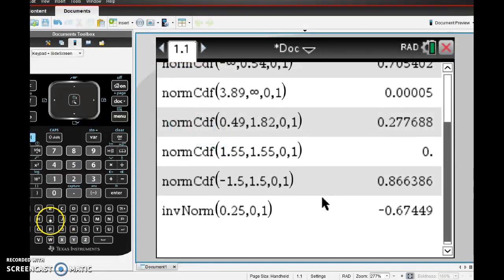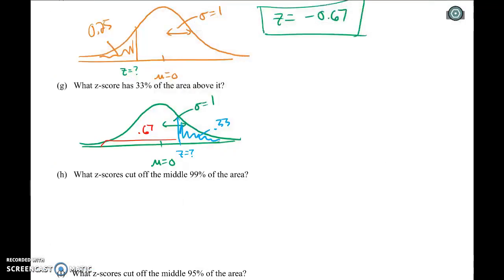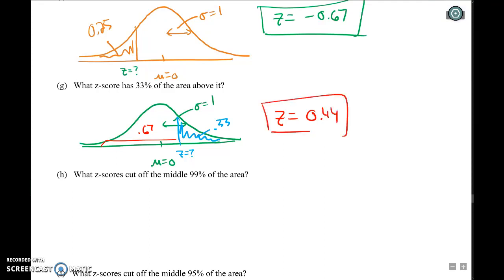And you could just type in, if you wanted, inverse norm, if you can just remember that, or if you think that's quicker. And you just need to put in the area, 0.67. You do not need to put in the mean and standard deviation. It'll default to the 0, 1. 0.439, 0.44. So the z cutoff is 0.44 positive. That looks about right. This is 0, this is 1.